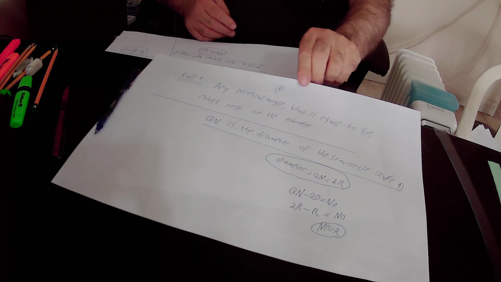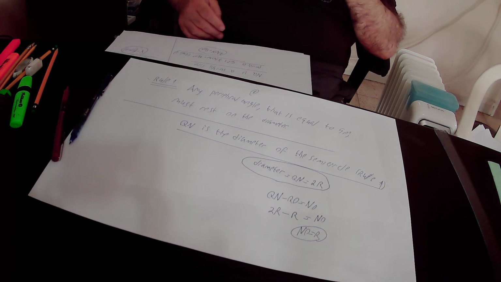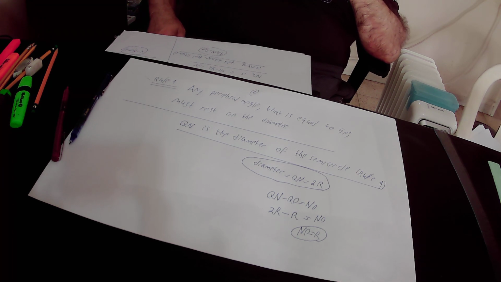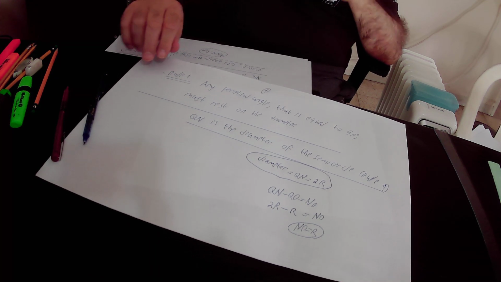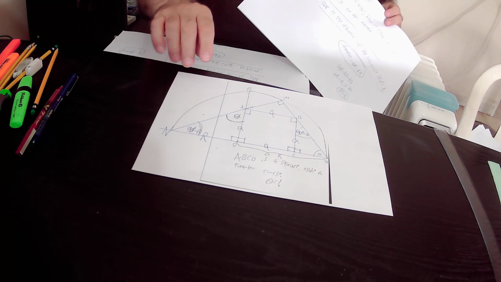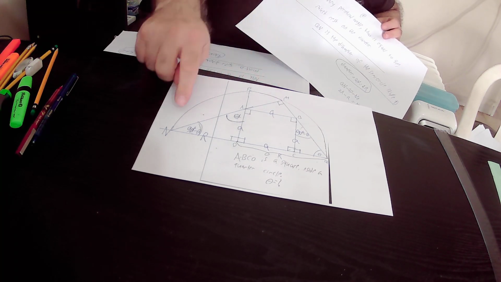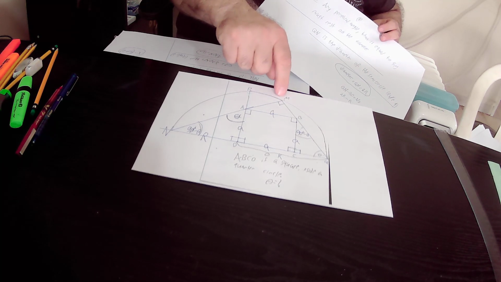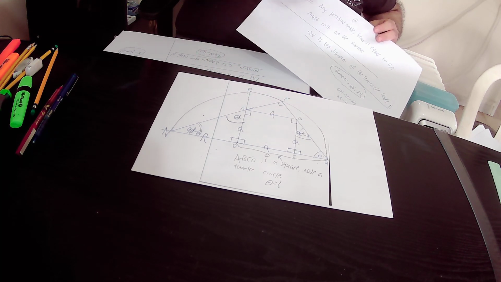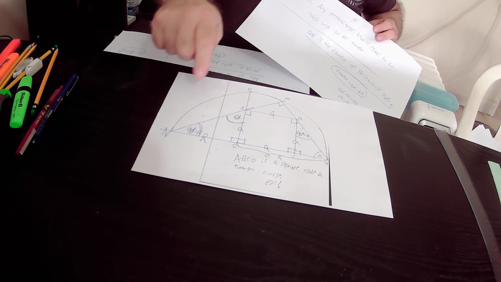Then I presented to you rule number 1. According to rule number 1, any peripheral angle that is equal to 90 degrees must rest on the diameter. So here, because the peripheral angle NMQ is equal to 90 degrees, according to rule number 1, it must rest on the diameter.